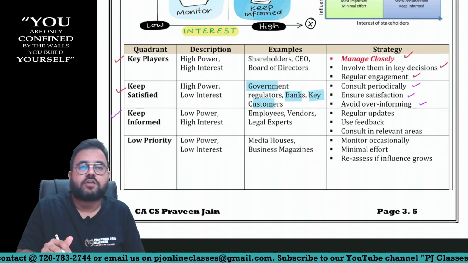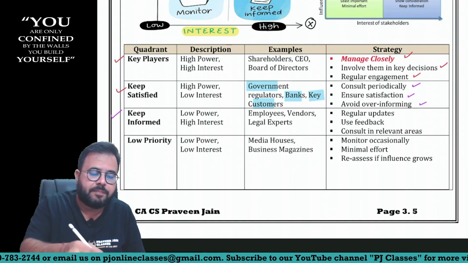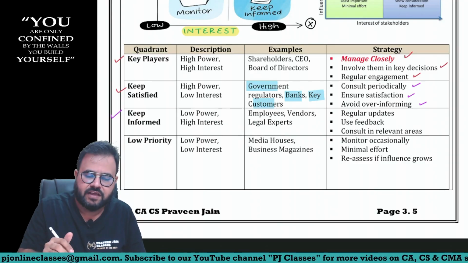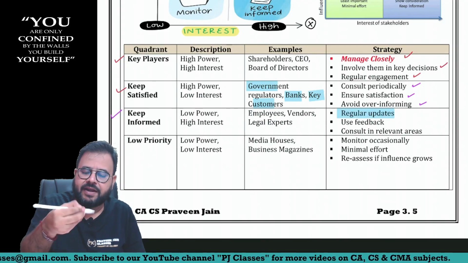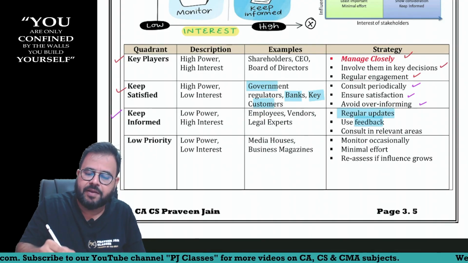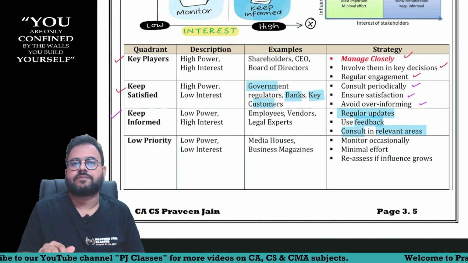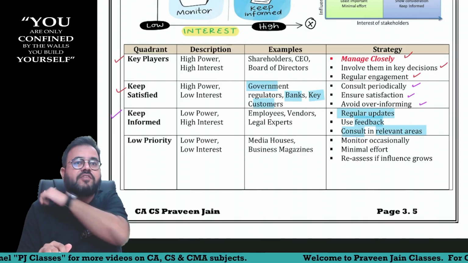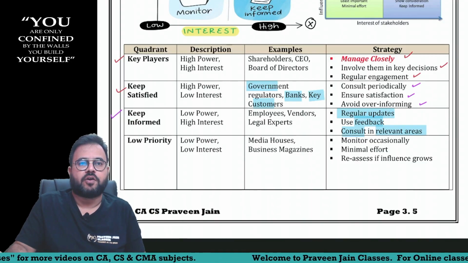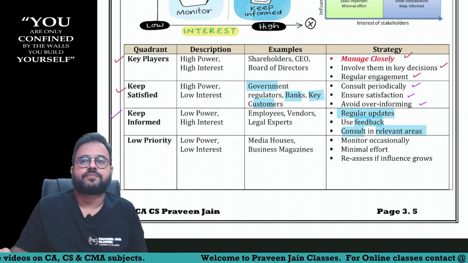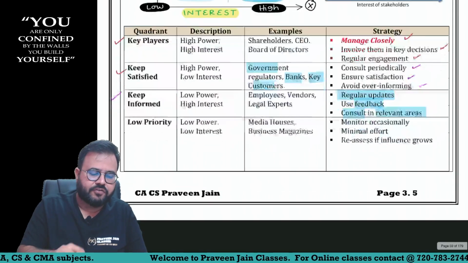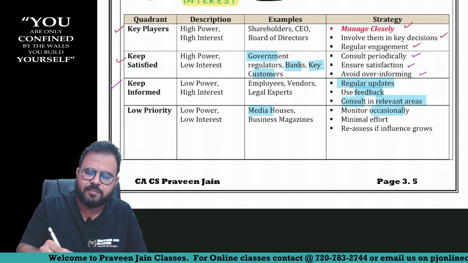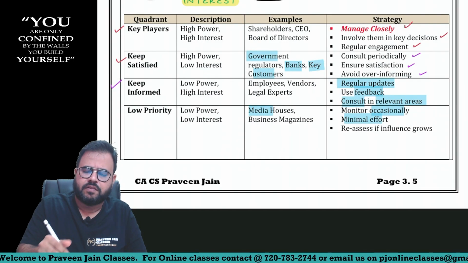Then the third type of stakeholders are what, sir? Keep informed stakeholders. These people have low power but high interest in the company. So what should you do? Keep giving them regular updates, take their feedback, consult in relevant areas. Correct? Every area we will not consult. You are an HR manager, so I will consult you only at the time of recruitment of employees, not at the time of product launch. Yes or no? And the last one is low priority. So media houses, etc. we are talking about. Monitor, but occasionally. Less effort is required. This point I will explain.